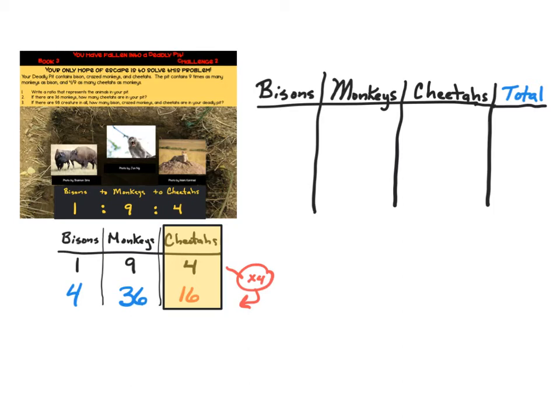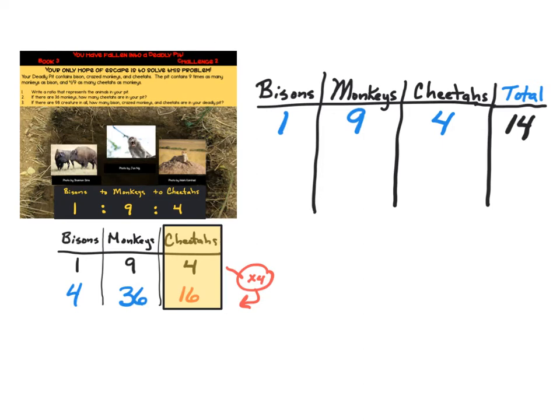So I've got this ratio of 1 bison to 9 monkeys to 4 cheetahs. And now my next thing that I want to do is figure out what the total would be. If there's 1 bison, 9 monkeys, and 4 cheetahs in this deadly pit, what would the total number of critters be in that pit? Well, 1 plus 9 is 10, plus 4 is going to give you a total of 14. So you'd have 14 critters in that deadly pit. What I'd like you to do right now is go ahead and pause the video and copy this much of this quadruple decker T-chart.